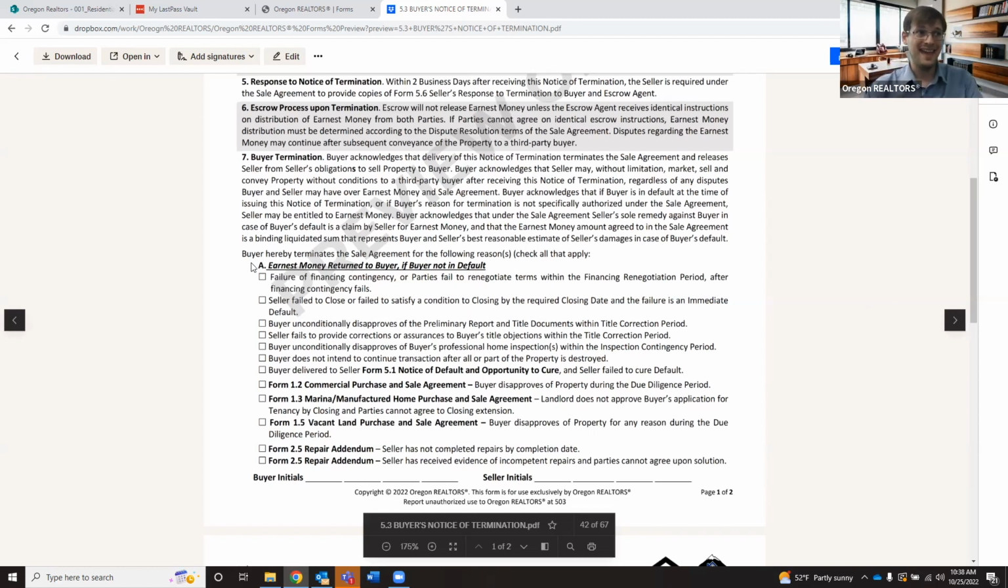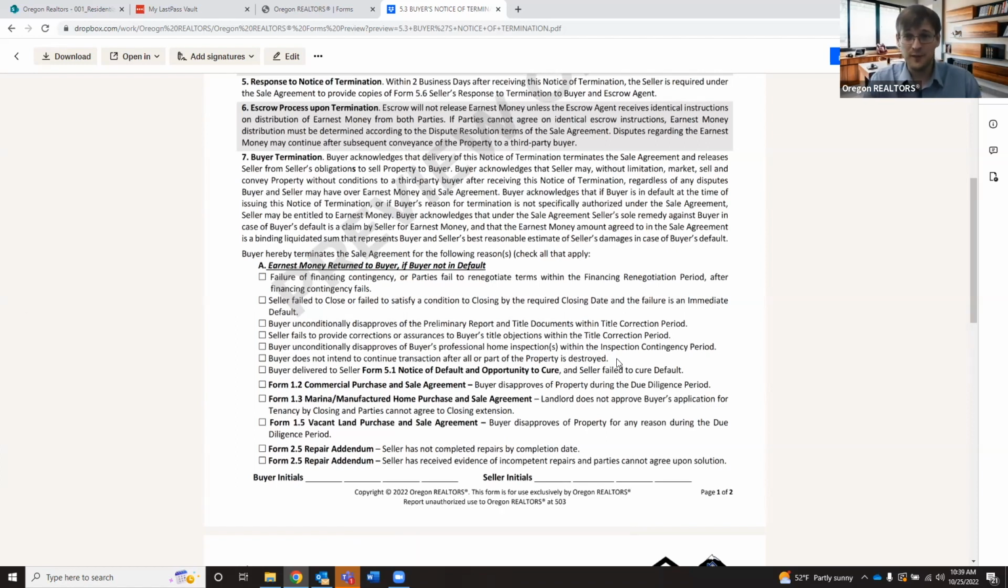So section A of section 7, earnest money is returned to the buyer if buyer's not in default. So for example, you check the box that says, I don't intend to continue the transaction after all, or a part of the property is destroyed. That's part of the risk of loss provision in the purchase and sale agreement, which says, look, if the property gets hit by a meteorite, the buyer gets to choose whether or not they keep going. And the buyer can just say, look, this isn't worth it anymore. I don't want to buy a crater.